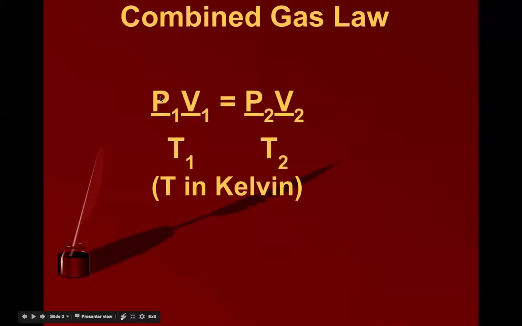For example, if in another case pressure's not changing, you can cancel those out, and you get V1 over T1 equals V2 over T2. Charles' law. So really, so far, you only have to learn this equation. It's got all the others covered. Now, there's a lot of variables here, so when we do an example, let's be very careful paying attention to our list.